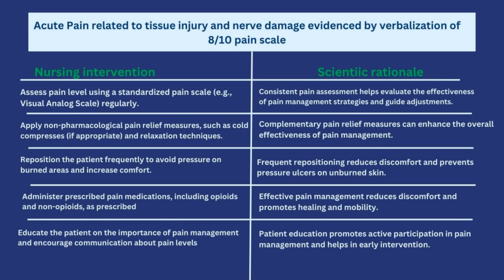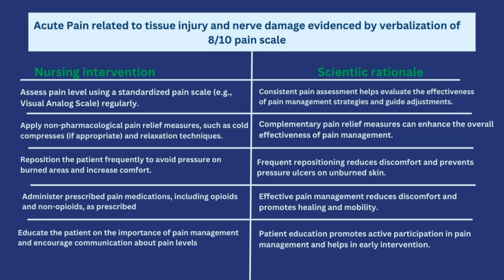You can tell the patient to grade their pain on a scale of 1 to 10. And the reason is that when you consistently assess pain, it will help you to evaluate the effectiveness of your pain management strategies, and you'll be able to know where to adjust any of your interventions. Next thing is to apply non-pharmacological pain relief measures such as cold compress, if it is appropriate, and relaxation techniques. And this is because complementary pain relief measures can help to enhance the overall pain reduction approach that you're trying to take.